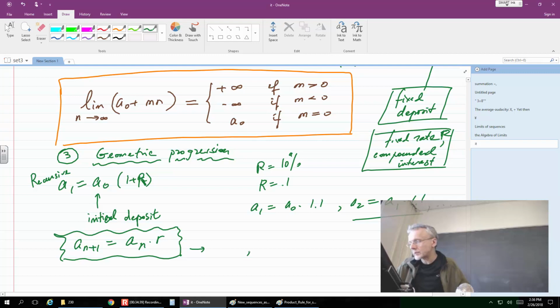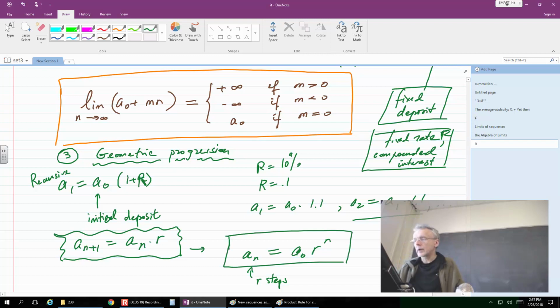Now I want the explicit formula. You can guess that if you start with A naught, you keep multiplying by R again and again and again, and then if you have made n steps from the initial state of A naught, you have multiplied by R n times. So multiplying by R n times, also known as repeated multiplication, is also known as exponent. So it will be R taken to the nth power. Okay, so that's the explicit formula for the geometric progression.